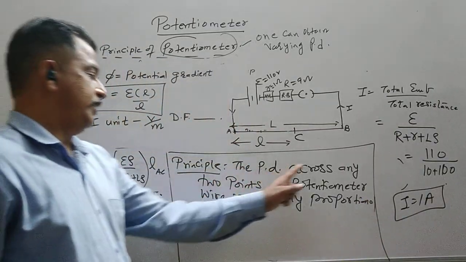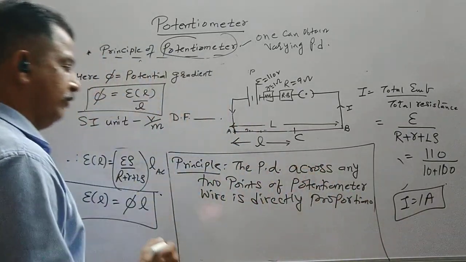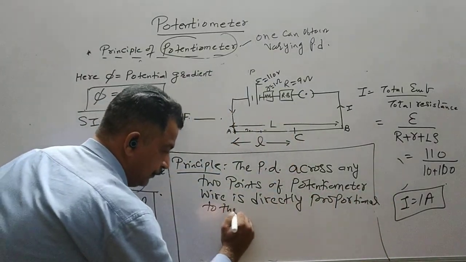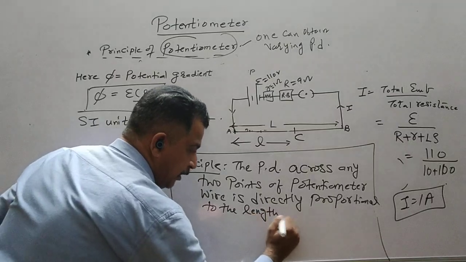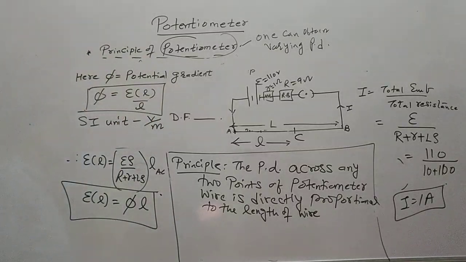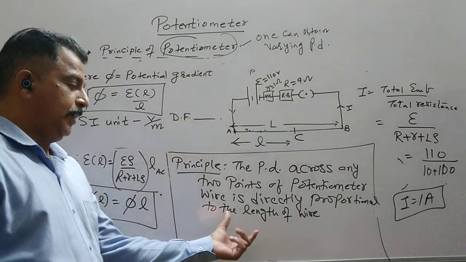So the potential difference across any 2 points of potentiometer wire is directly proportional to the length of the wire. So this is the principle of a potentiometer, in which you can also obtain the varying potential difference. Potential difference between any 2 points of a potentiometer wire is directly proportional to the length of the wire.